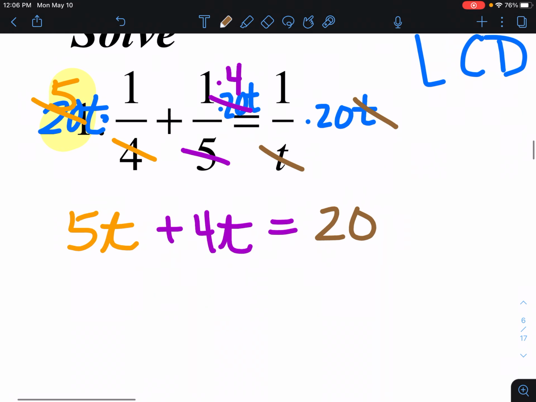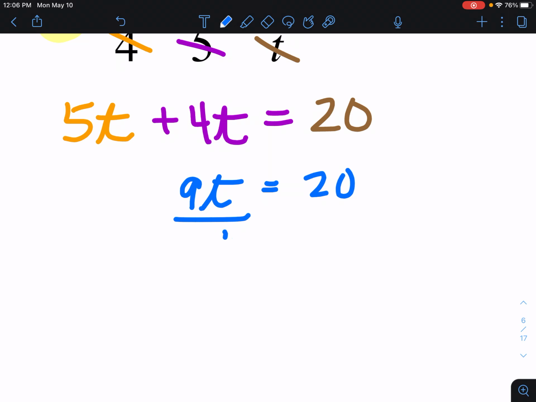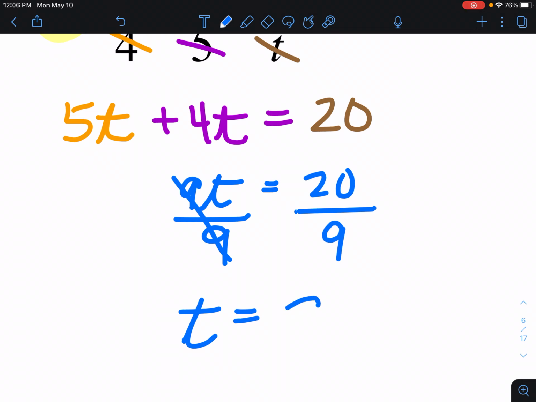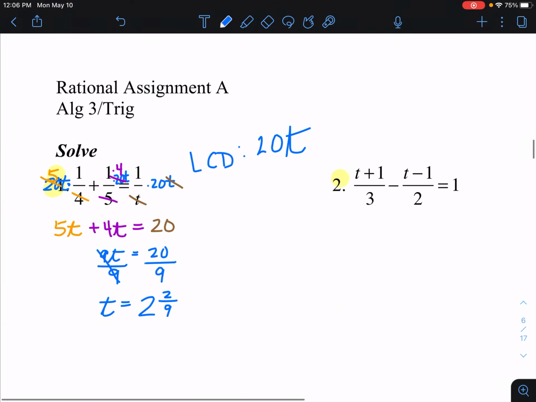And now we can solve this. There's no exponent, so no factoring, it's just getting t by itself. But first we're going to combine like terms. 5t plus 4t is 9t. And then divide both sides by 9. And that'll be 9 goes into 18 twice with a remainder of 2. So 2 and 2/9.